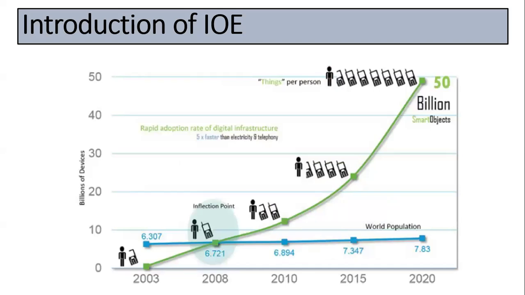Now you can see this is a range graph which is increasing day by day, the number of objects which are going to be connected or are connected over the internet. So you can see billions of smartphones are also connected over the internet. A few devices were connected in 2003. Now billions of objects are being connected over the internet.